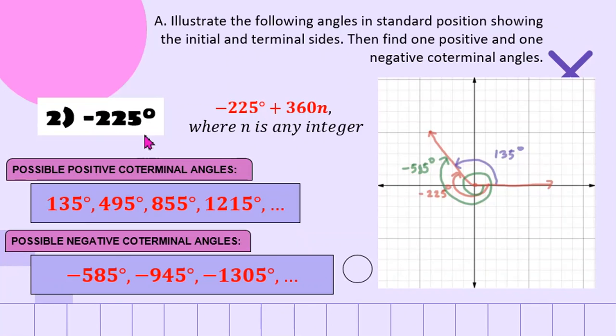And it's already a negative. How can you still look for the negative coterminal? You subtract 360 degrees. So negative 225 degrees minus 360 degrees gives you negative 585 degrees. And then subtract another 360 degrees, that will give you negative 945 degrees, and so on and so forth.